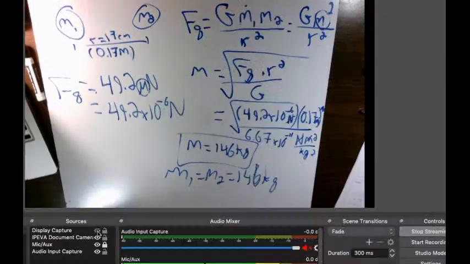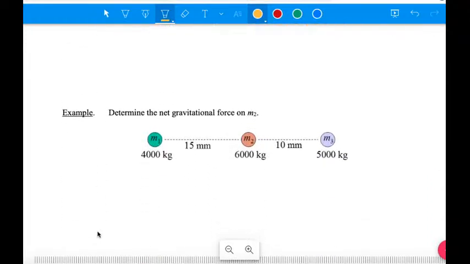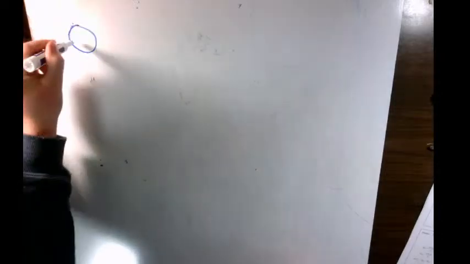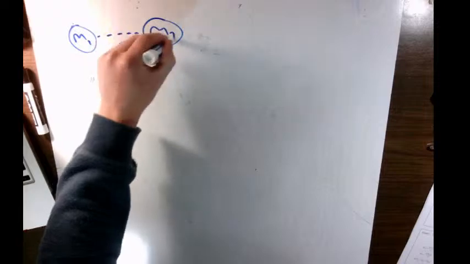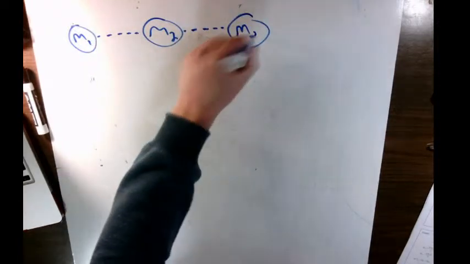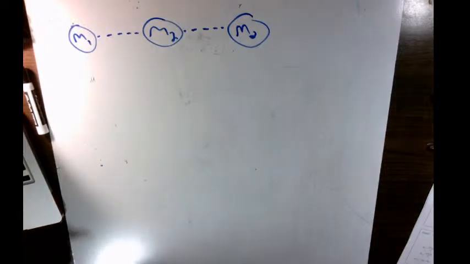Okay, back to our notes. And back to another example. We have to determine the net gravitational force on M2. So it'll be really important that we draw this one out carefully. So we have M1 exerting a force on M2, but at the same time M3 will be exerting a force on M2. So each gravitational force is going to be equal and opposite.